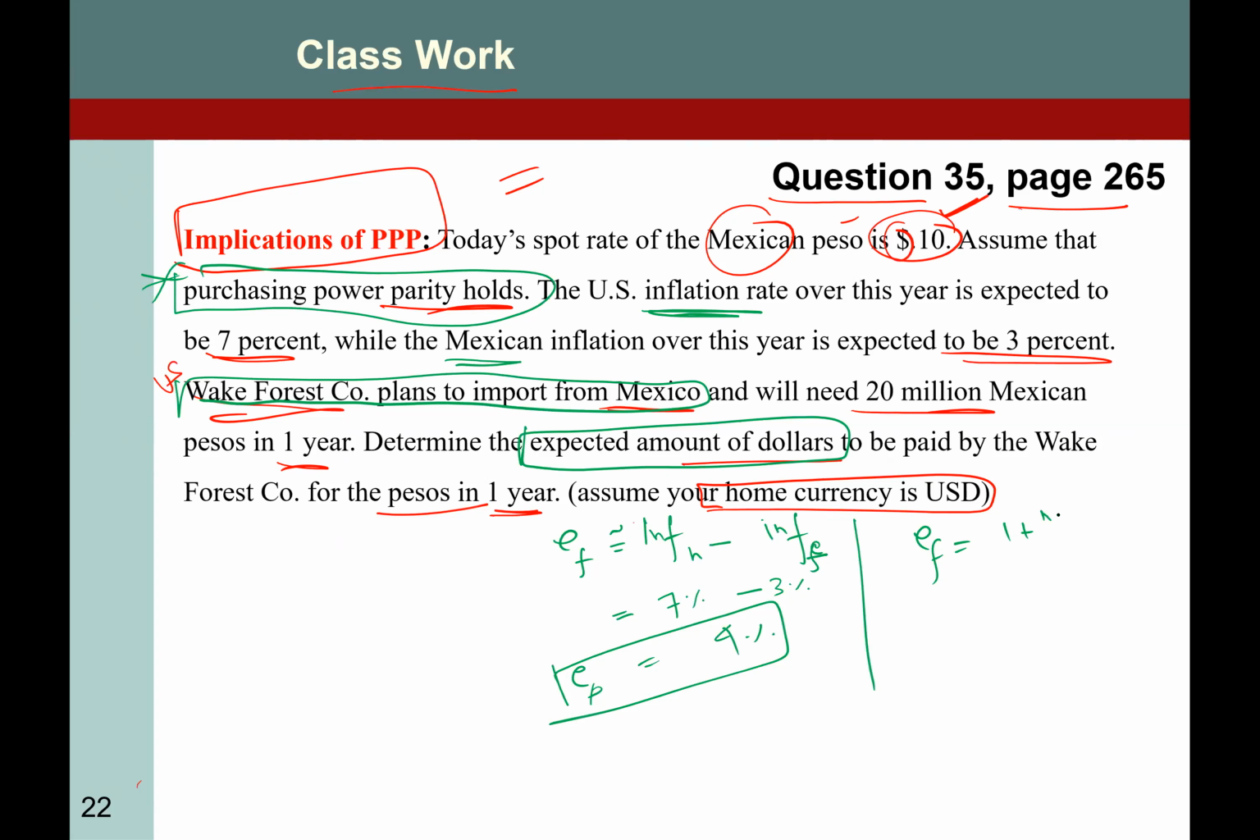1 plus inflation in home divided by 1 plus inflation in foreign, minus 1. The answer will have just a rounding error, not more than that. That is approximately equal to, this is exactly equal to. So what is your answer?